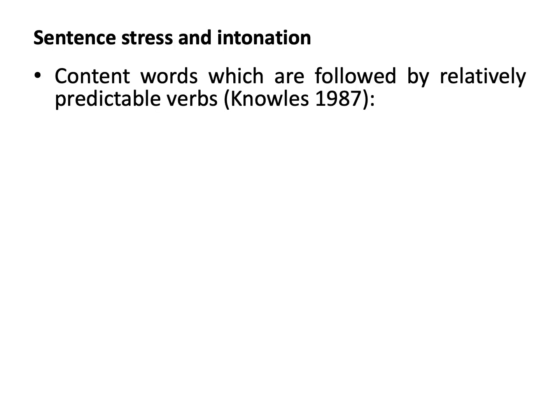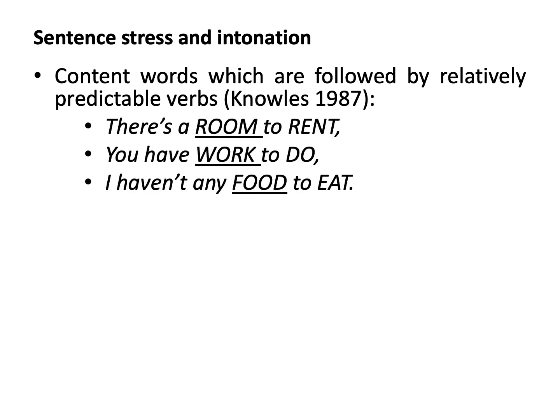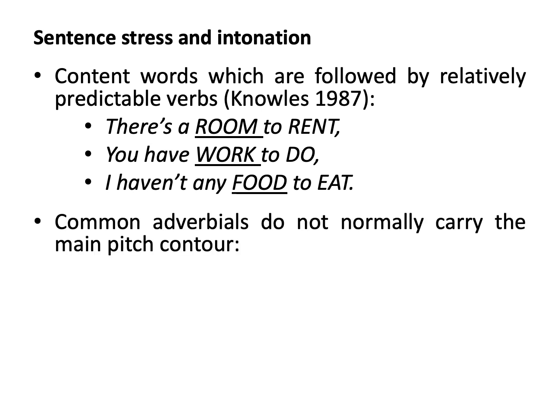Content words which are followed by relatively predictable verbs. There's a room to rent. You have work to do. I haven't any food to eat. So once again, instead of being on rent, do, and eat, the tonic syllable is room. The tonic syllables are room, work, and food in these particular sentences. So this is an exception to the rule.